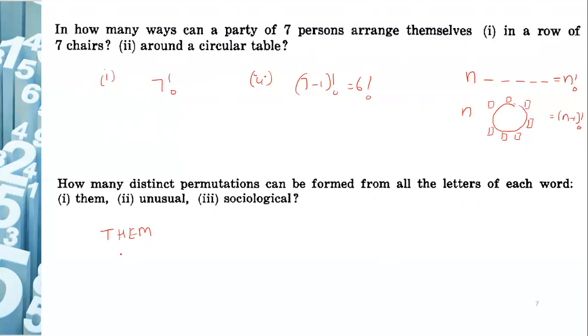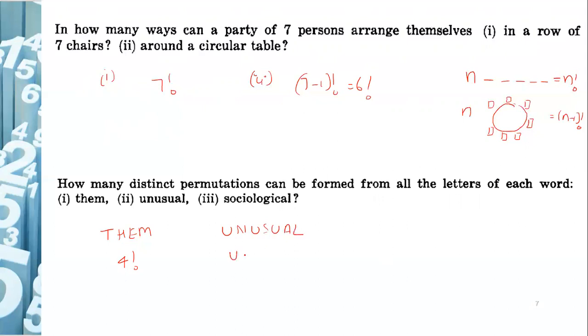THEM are 4 distinct letters. What are the distinct permutations or arrangements? Obviously arrangements. All 4 are distinct, so we can write it in 4 factorial ways. But the next one is unusual.